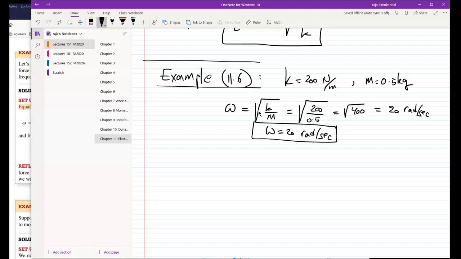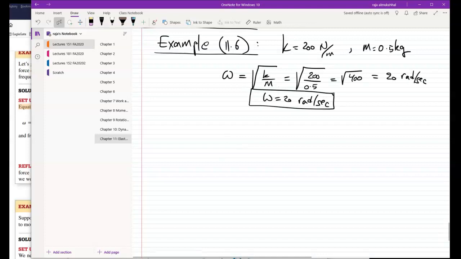Now he is also asking for the frequency f. We know that omega is equal to 2 pi f. So f in this case is omega over 2 pi.